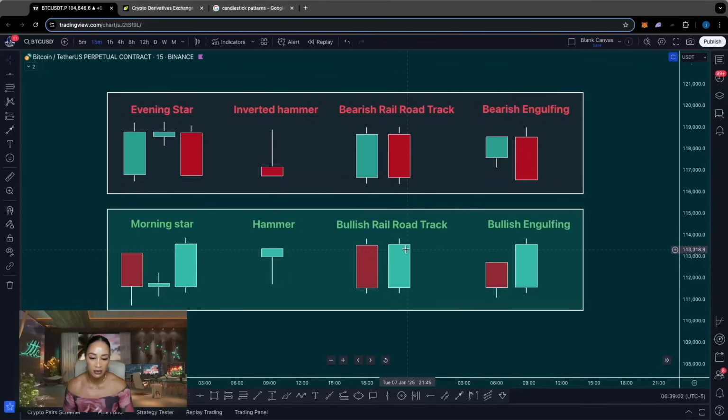showing us buying strength. And same with the bullish hammer. Sellers tried to push the price down, the buyers then stepped in to push the price back up, the candle closed, and now we have the bullish hammer.